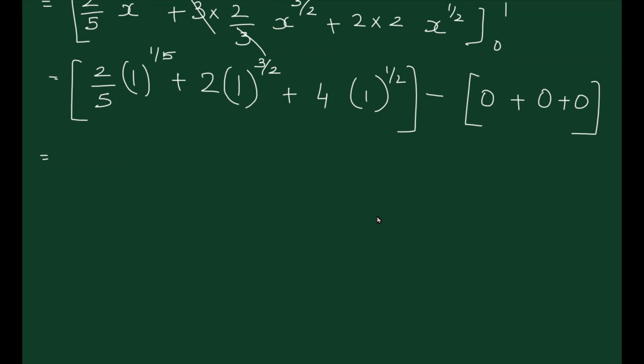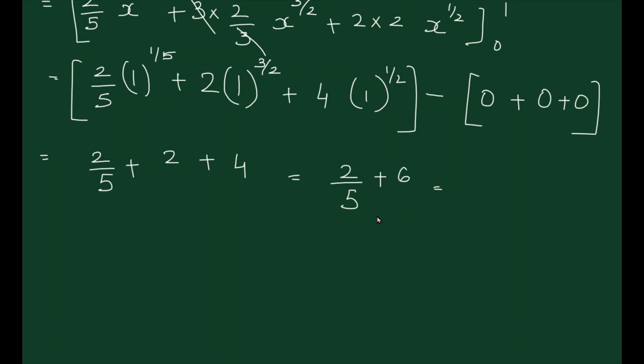1 raised to any positive power is 1 itself. So 1 raised to 1 upon 5 is 1. So we get 2 upon 5 plus 1 raised to 3 by 2 is again 1. So 2, similarly plus 4. Okay. So then over here we get 2 upon 5 plus 6, cross multiply and equalize the denominator.